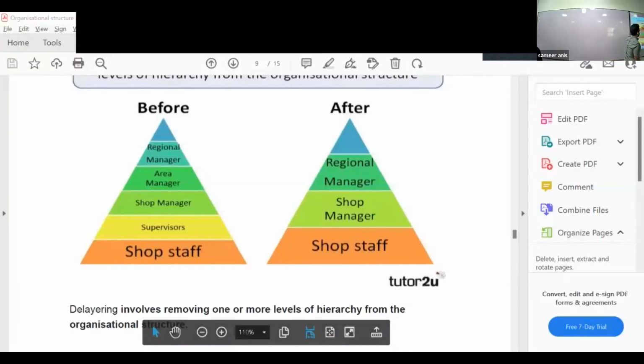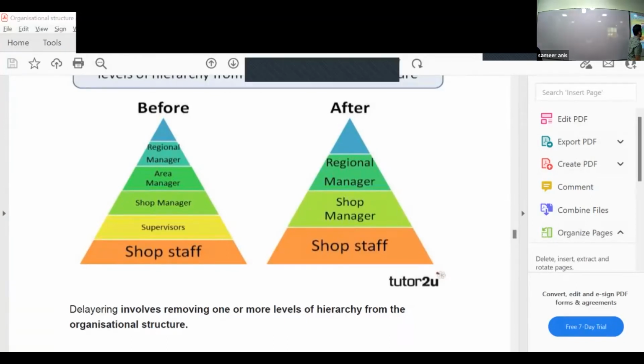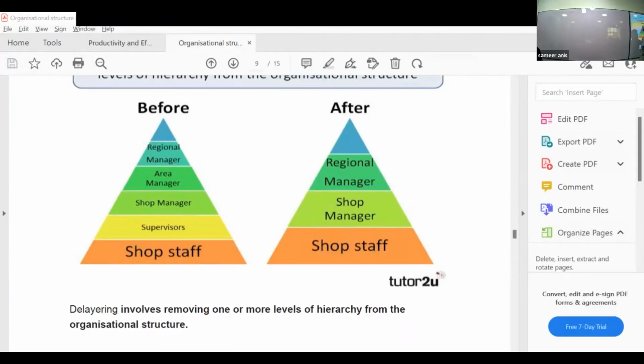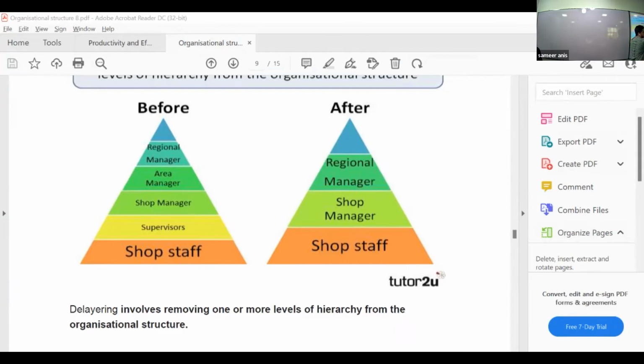Before you were having regional manager, area manager, shop manager, supervisor, shop staff, all that you have. After, you have regional manager, shop staff. Can you see the area manager is missing now? Can you see that the supervisor is missing? This is called delayering. Delayering is where you remove certain layers from the organizational structure to save on cost. You feel like the area manager is no longer needed. You feel like the regional manager can do the area manager's work as well. You feel like the supervisor is no longer needed, as the shop manager can do the supervisor's work. That is called delayering, where you reduce the layers in the organizational chart, and that can save you on cost as well. Is that clear, guys?